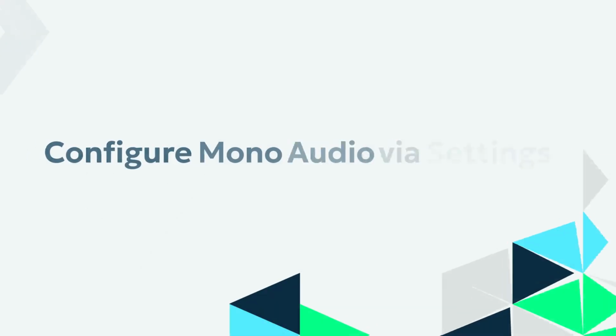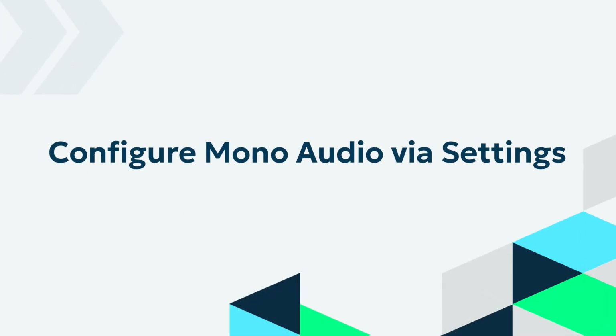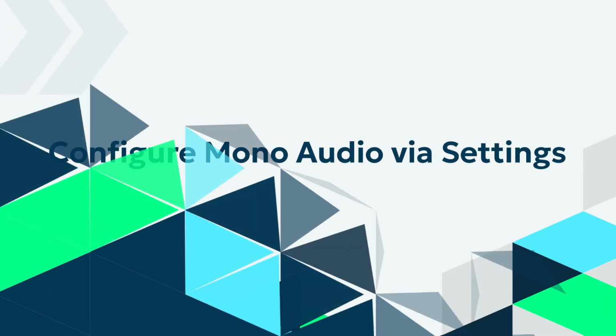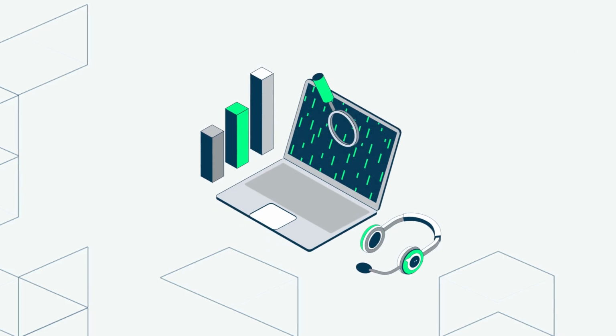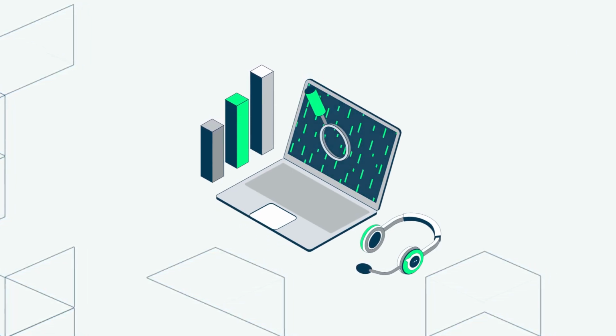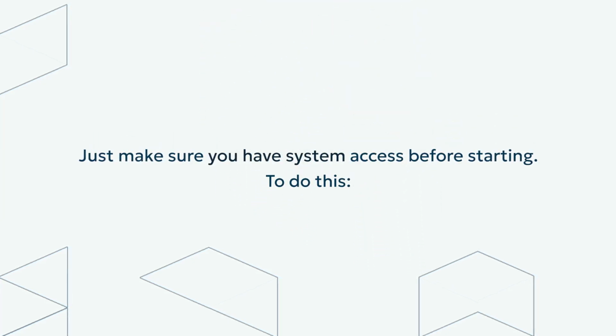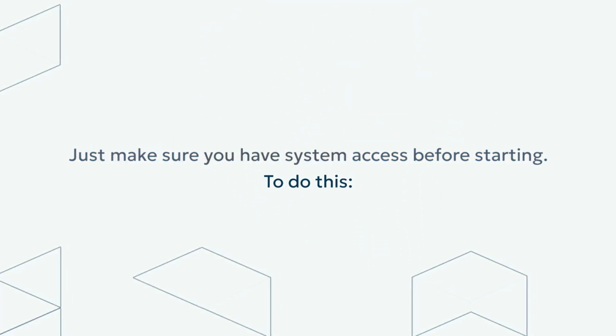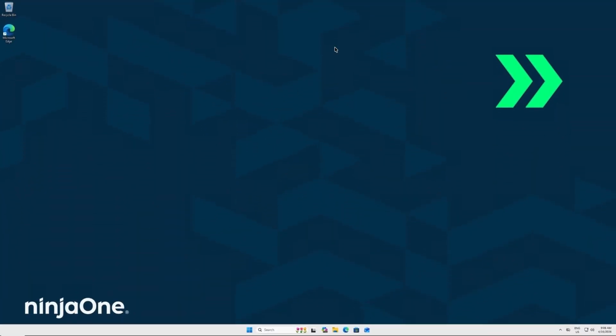Method 1. Configure mono audio via Settings. If you're setting up through Remote Desktop or prefer a self-service option, this is the method for you. Just make sure you have system access before starting. To do this, open Settings from Search or press Win+I.